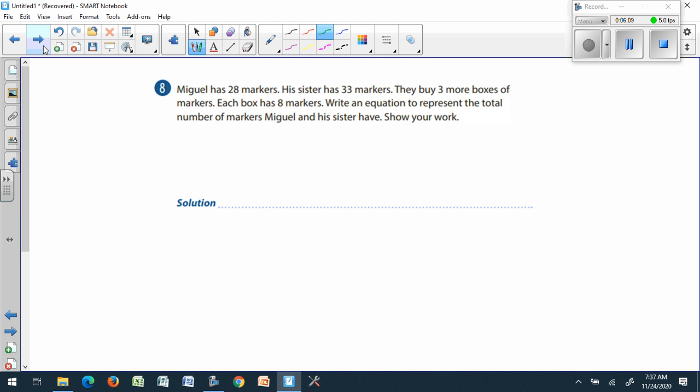Miguel has 28 markers. His sister has 33 markers. They buy 3 more boxes of markers. Each box has 8 markers. Write an equation to represent the total number of markers Miguel and his sister have. Show your work. All right, I'm going to do another box like I did with the last one.